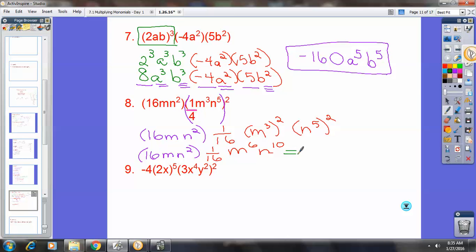Let's keep going. We can multiply our coefficients next. 16 times 1/16. Well, think of that as 16 over 1. 16 times 1 is 16. 1 times 16 is 16. 16 divided by 16 is 1. We have m times m to the 6th. That's m to the 7th. n to what power? n squared times n to the 10th, n to the 12th. And there's really not a need for that 1 there, so m to the 7th, n to the 12th.